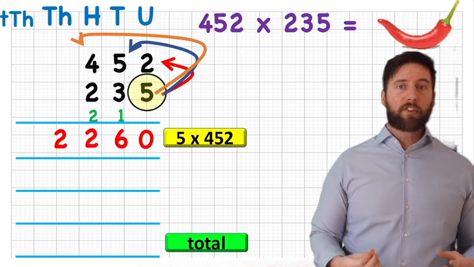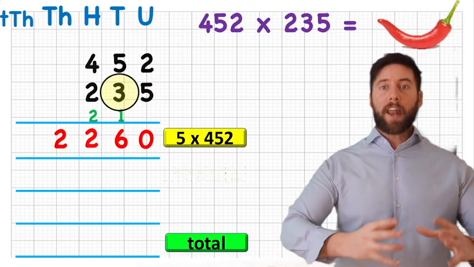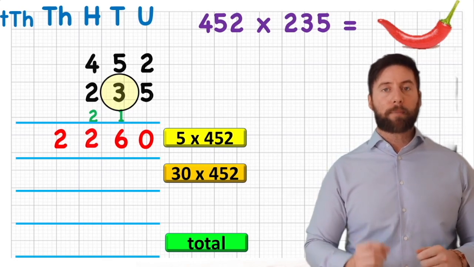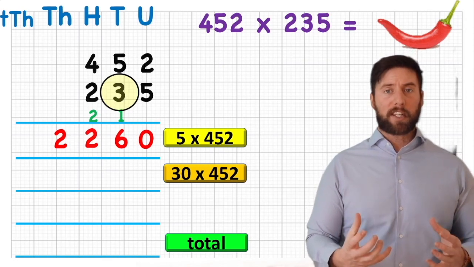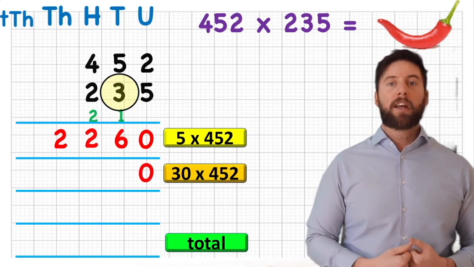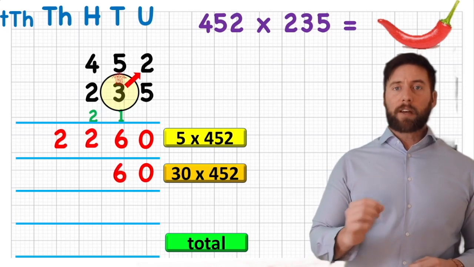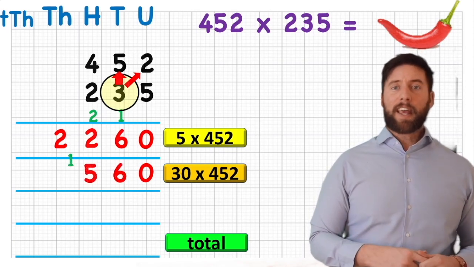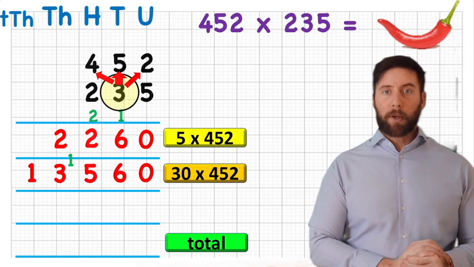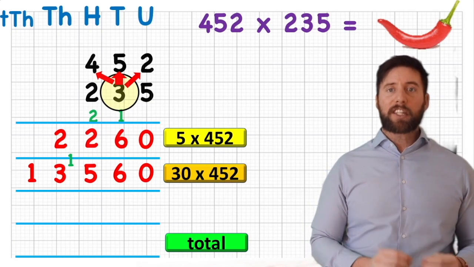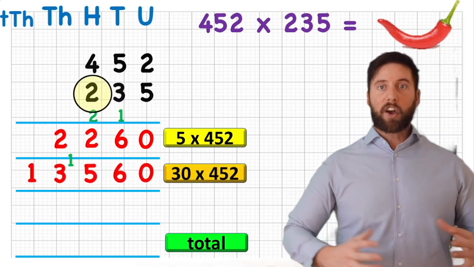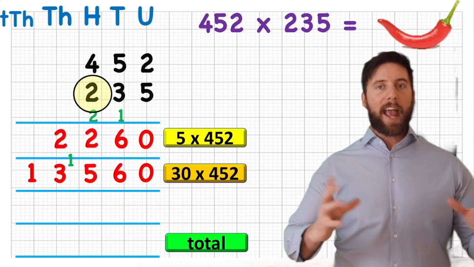Okay, right, now our second row, same as before, we are now looking at this 3, but it's not a 3, it's a 30, so let's make it 10 times larger by putting in our placeholder, okay, because it's 10 times larger than 3, which is what we want to be dealing with, okay? So just like before, 3 times 2 is 6, 3 times 5 is 15, 3 times 4 is 12, plus the 1, 13. So 30 times 452 is 13,560.